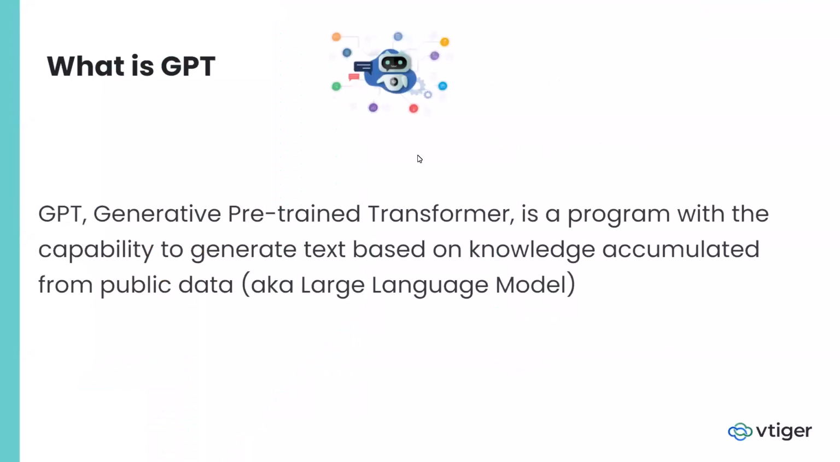GPT, otherwise known as Generative Pre-trained Transformer or Generative AI, is a program with the capability to generate text based on knowledge accumulated from public data, which is a large language model. If you're not familiar, a large language model is an AI format that's trained on a very, very large volume of data, generally petabytes in size.